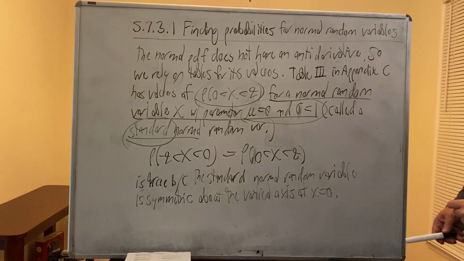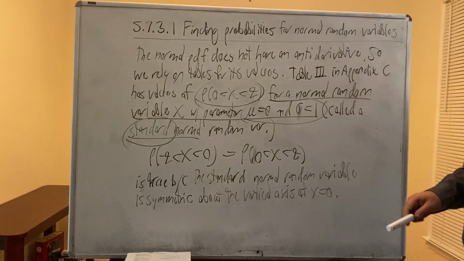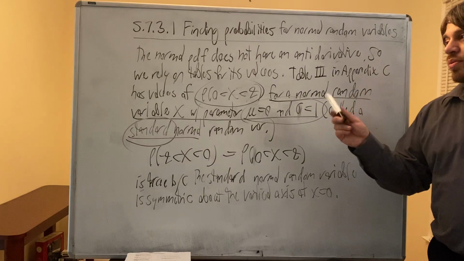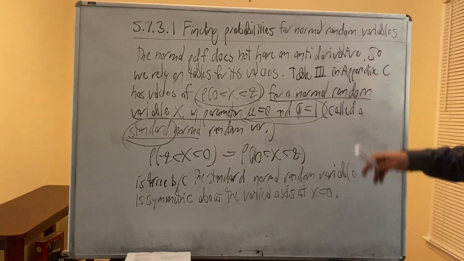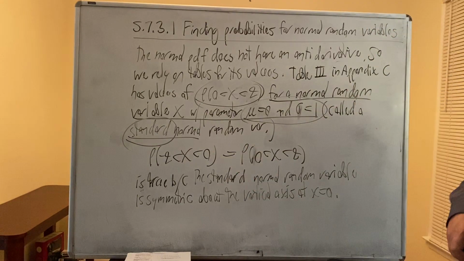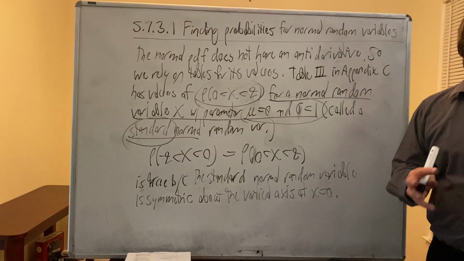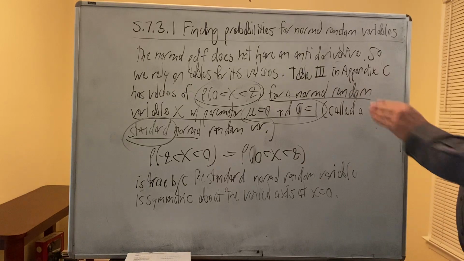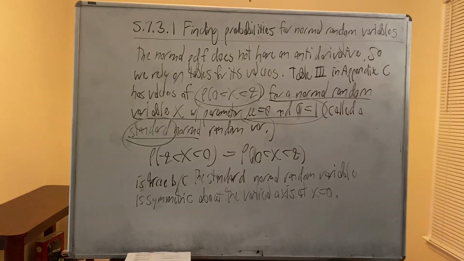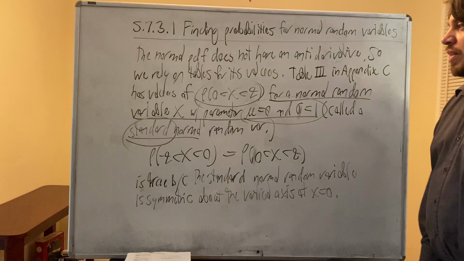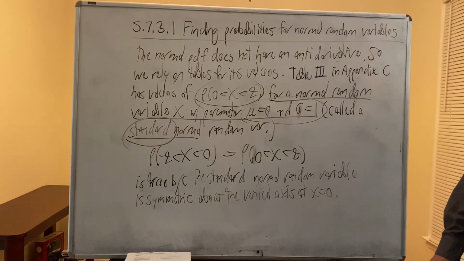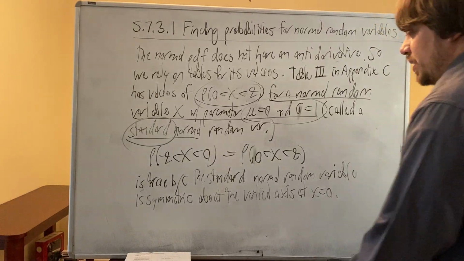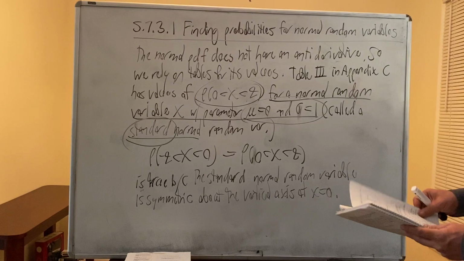But we'll see how you can take any normal random variable and find the relationship between that probability and the probability of a standard normal random variable. So there'll be a way to translate the probabilities of a normal random variable to a standard normal random variable. Then you can use the table and this relationship to find the probabilities for your standard normal random variable. So you'll see what I mean hopefully later. Okay, so let's continue.